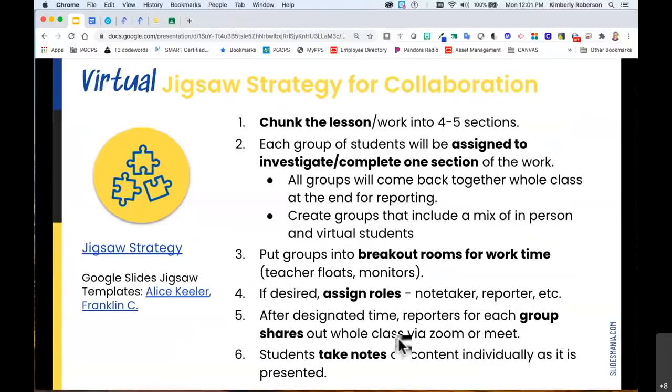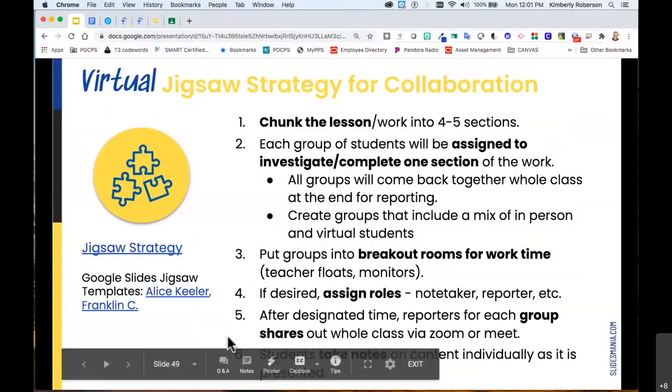reporter, timekeeper, etc. After designated times, reporters for each group should share out to the whole class via Zoom or Meet. Students can take notes on content individually as it is presented. We've included a resource for using the jigsaw strategy in your classroom on this slide.